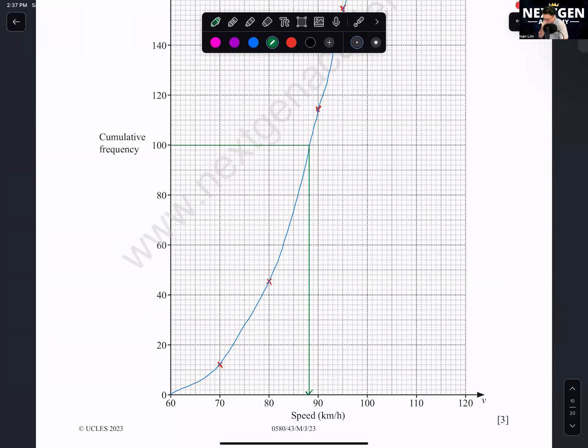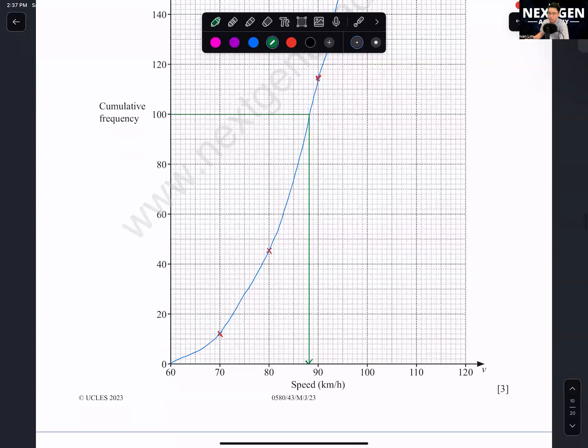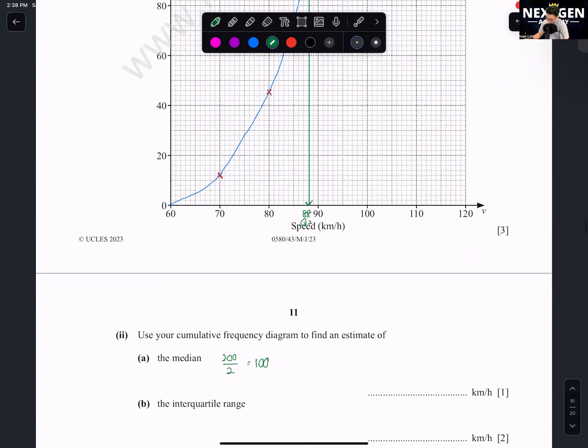Your values can be close to it. You just follow according to your graph. Do you need to show the line or not? Good question. Normally I show. It's also easier for you to check back when you check your paper later on. According to here, this one is 88, so this is my Q2. You can put around 88 or 89, depending on your graph.